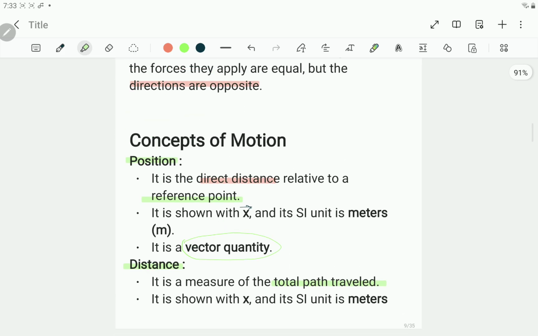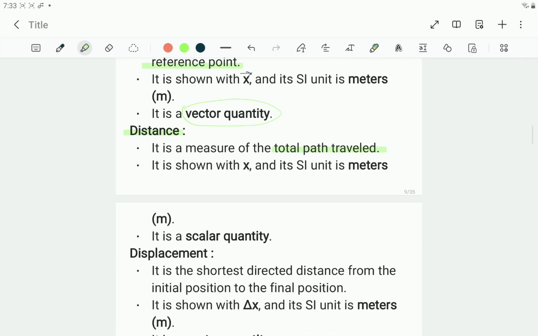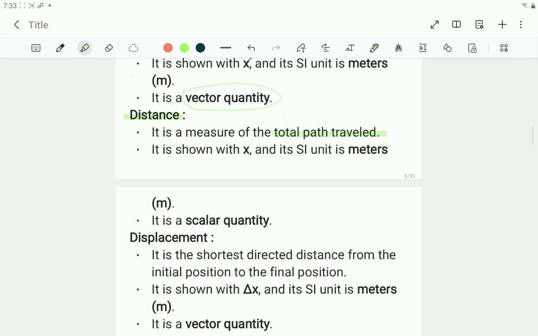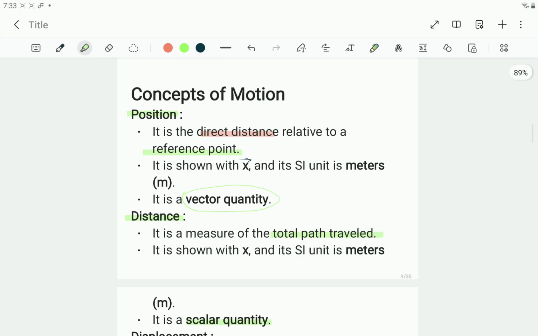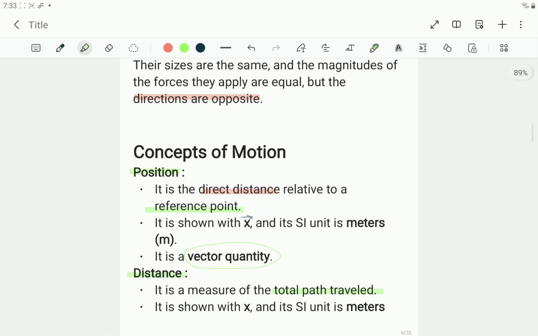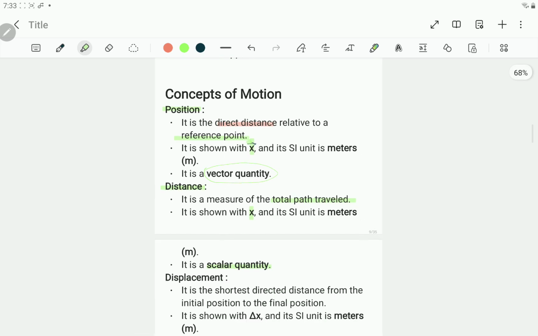Okay, so distance doesn't have a direction because it's a scalar quantity. So that's how we can differentiate between position and distance, because position has an arrow, but distance doesn't have an arrow on top of it.